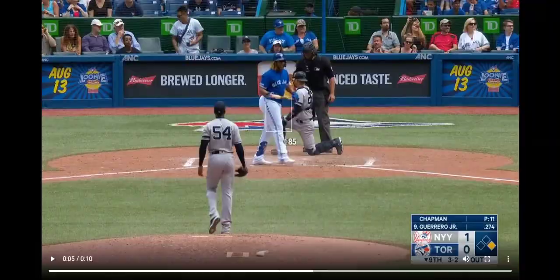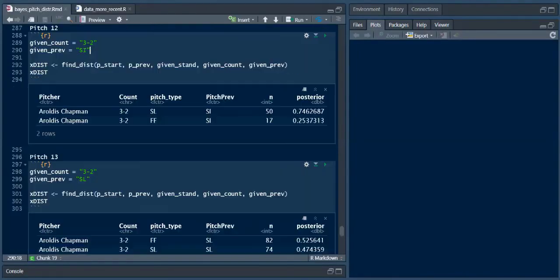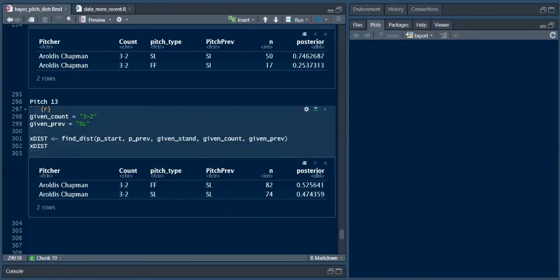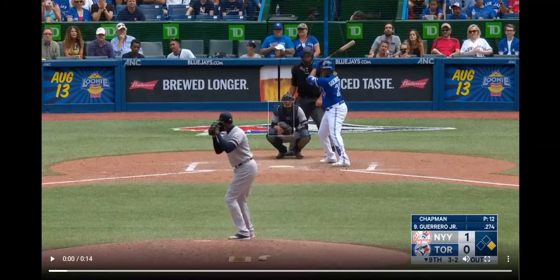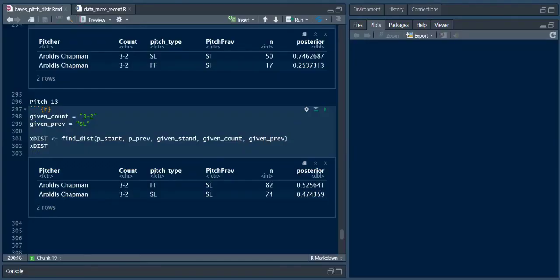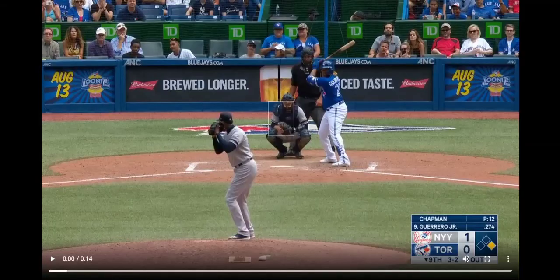So now we are here. No spoilers, but I did tell you at the beginning of this video that this was a 13 pitch at bat. So this will be the last pitch of the at bat. On 3-2 counts where the previous pitch was a slider, the model has about a 50-50 chance on both a fastball and a slider. So again, this is a really good spot that Chapman has Guerrero in, where Guerrero really is guessing what pitch is coming.